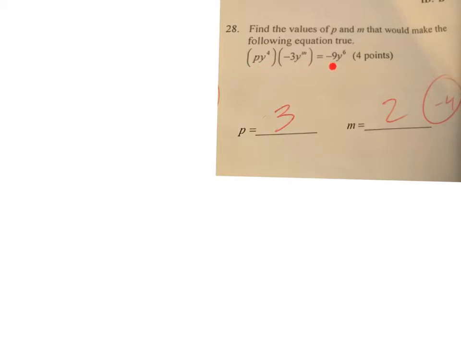You're looking at this equation, and you're seeing how it already ends up. So the first thing I would do is look at the coefficients. So we have p and -3, and somehow that has to equal -9. So really all you're saying is what times -3 equals -9? Well, it has to be 3.